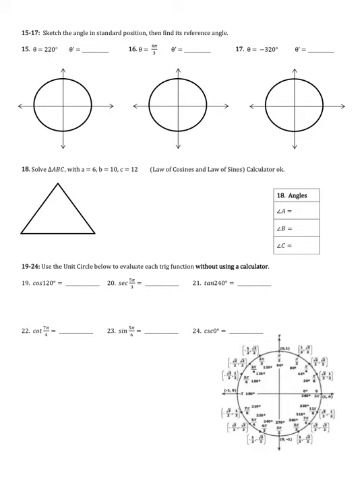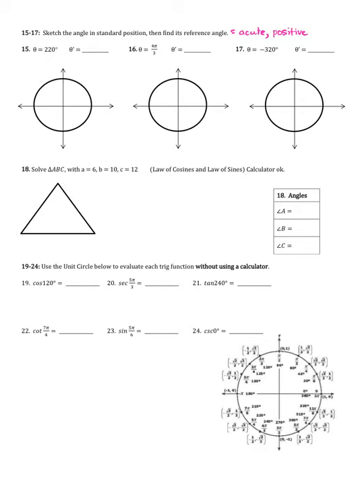Okay, so now we're going to sketch the angle in standard position and find its reference angle. Remember that a reference angle is always acute, means less than 90. It's always going to be positive. It's the distance to the closest x-axis.